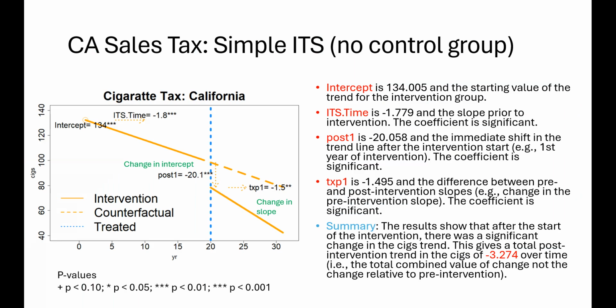So here's some of the data and some of the results. We're using a simple interrupted time series. In other words, there's no control group. On the left we have our graph, and it reads as cigarette tax for California. This is just our intervention group, and we're just looking at California. We can compare it with all the other states, but in this example, we're just going to look at California's results. Maybe comparing all states is too big, so we're going to start with our California example.